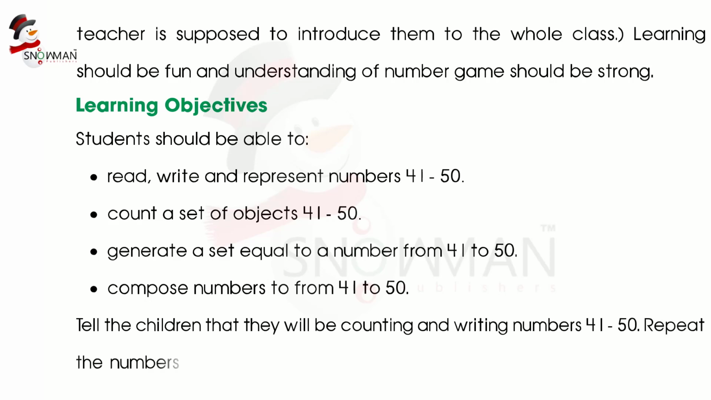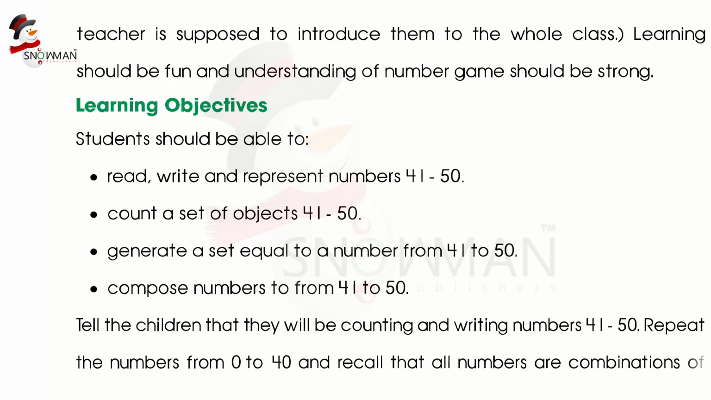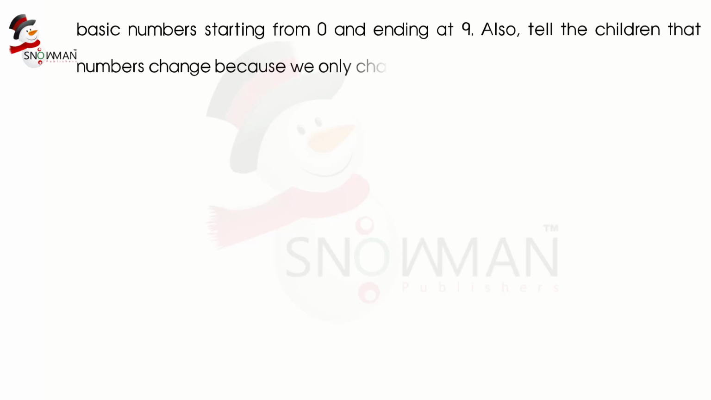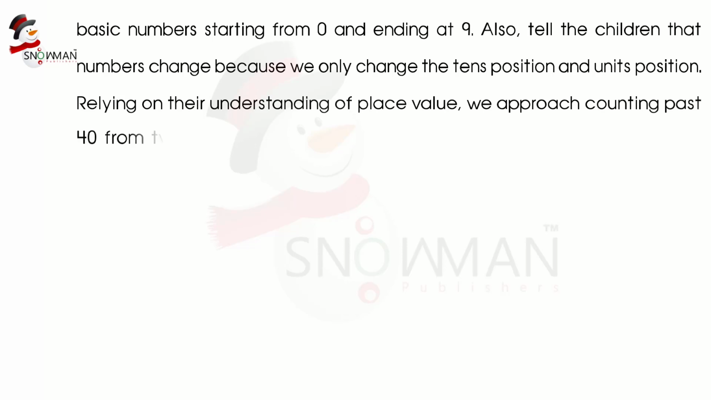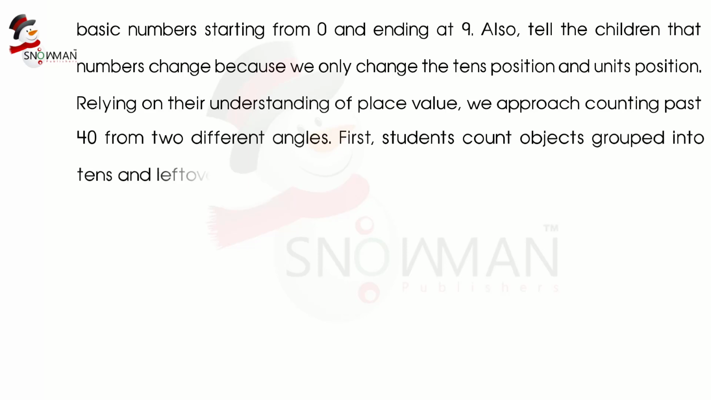Repeat the numbers from 0 to 40 and recall that all numbers are the combination of basic numbers starting from 0 and ending at 9. Also, tell the children that numbers change because we only change the tens position and unit positions. Relying on the understanding of the place value, we are approaching counting past 40 from two different angles. First, students count objects grouped into tens and leftover ones to determine the quantity.